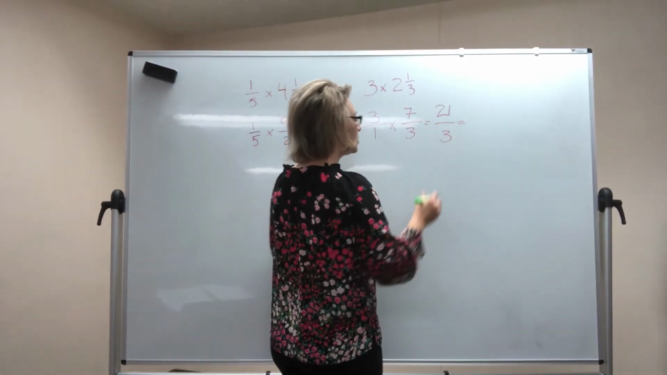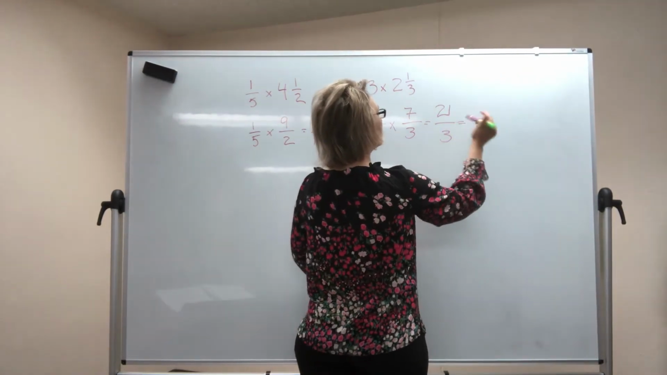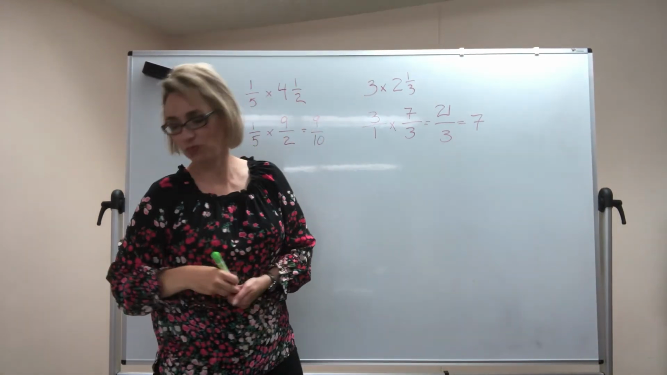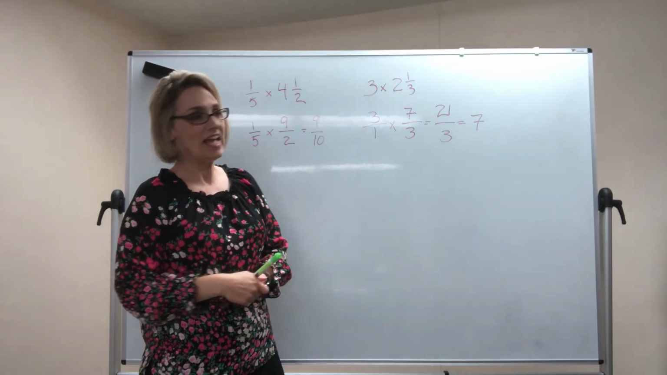We need to reduce this because we have a bigger number on the top than the bottom. 3 goes into 21 7 times, we're done. There it is. There's no fraction part of it. It's just an even 7. Okay? Does that make sense?